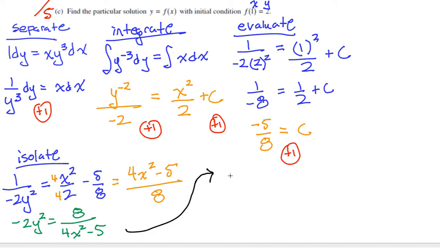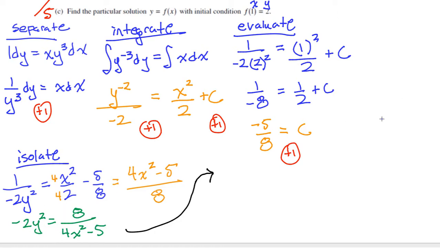How did you get negative 2 to the positive 2? So I took the reciprocal of both sides. I flipped these two, so it's negative 2y squared over 1, and I flipped these two. So it's now 8 over 4x squared minus 5. Yeah, you're allowed to take the reciprocal of both sides, as long as you have no domain problems, and we don't have any domain problems in this one. So we take the reciprocal of both sides, and then from there, I'm going to divide both sides by -2.